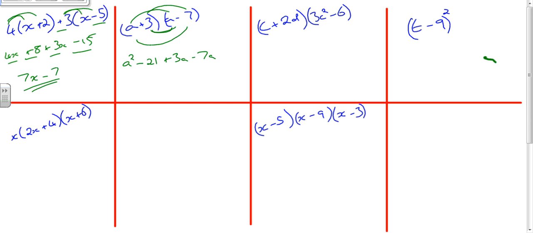And then what you do is you just simplify it all. So a squared, and then 3a take away 7a is going to be minus 4a. We've got minus 21.